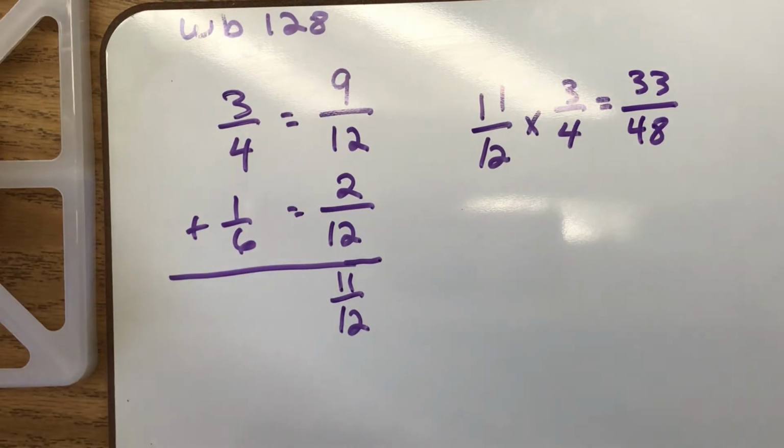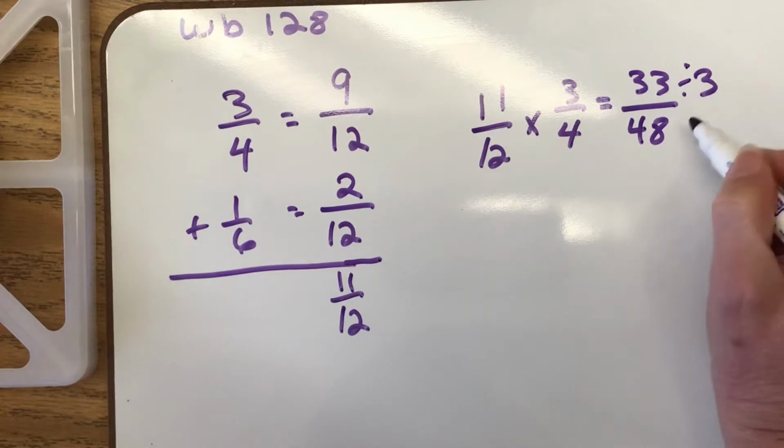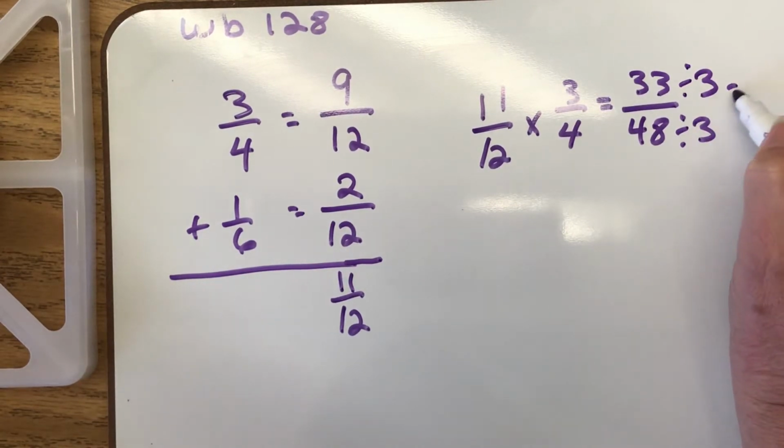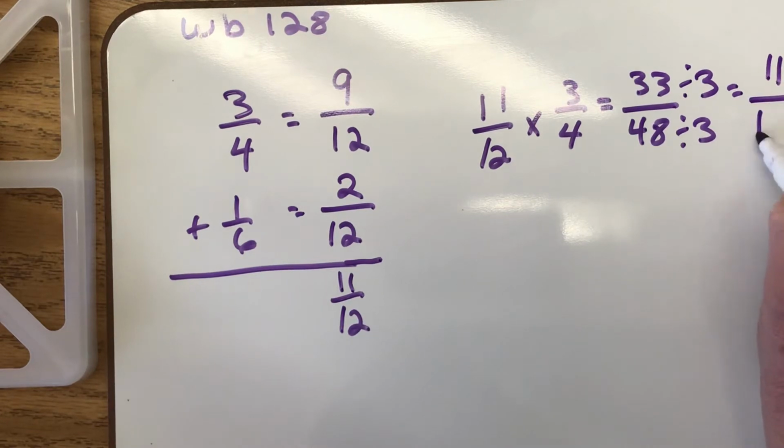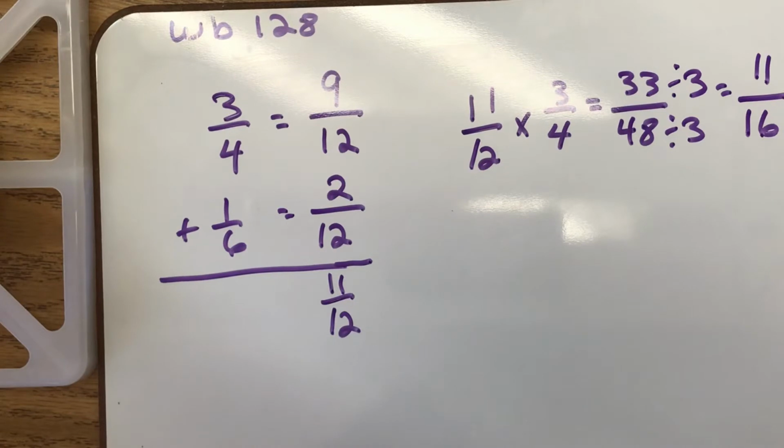But that's not simplest form. So I'm going to take the numerator and the denominator and divide both of them by 3, because that is my greatest common factor. So 33 divided by 3 is 11, and 48 divided by 3 is 16. So that is how much of the paint she uses. She uses 11/16 of a gallon of paint for her art project.